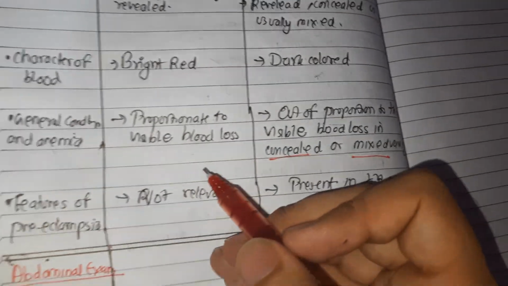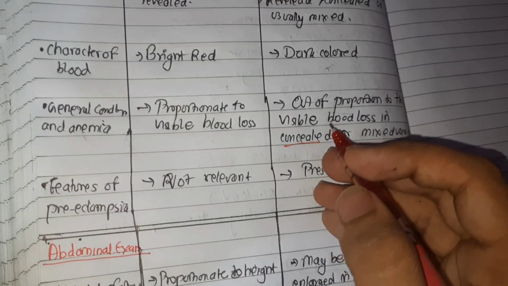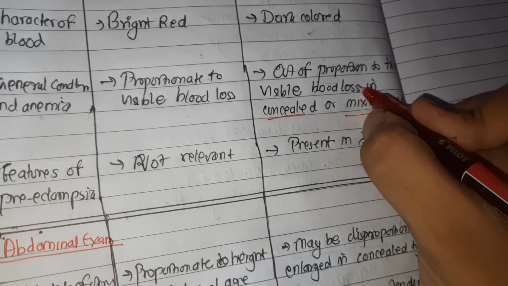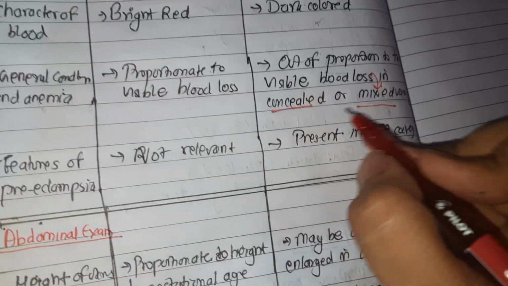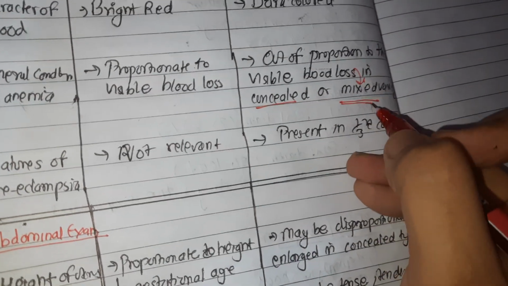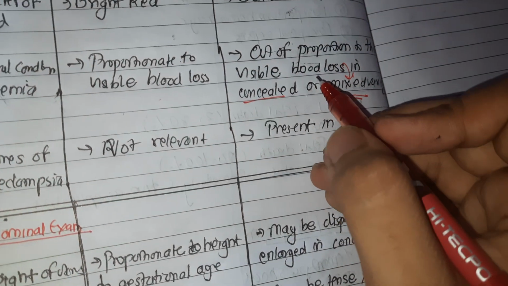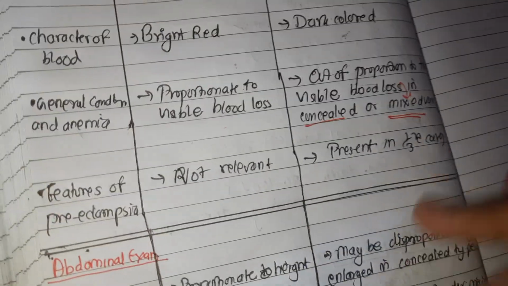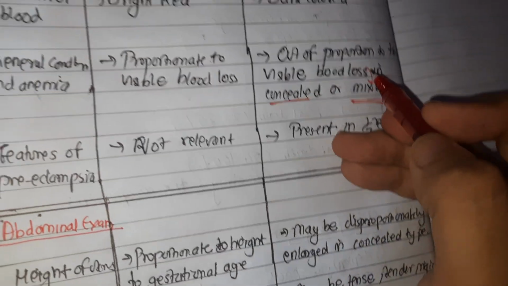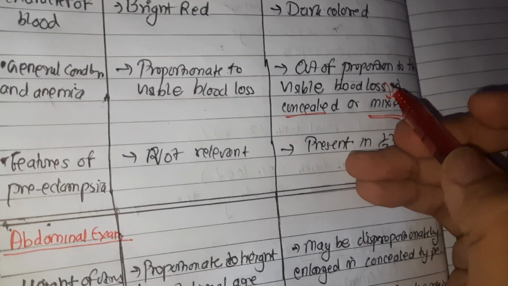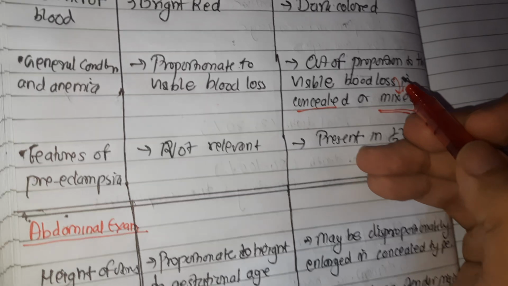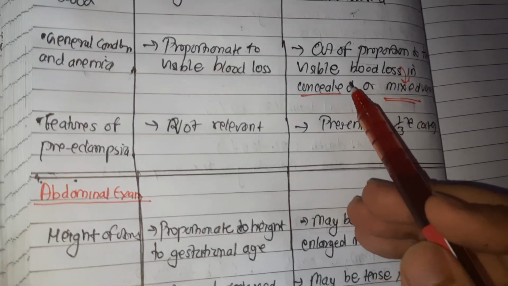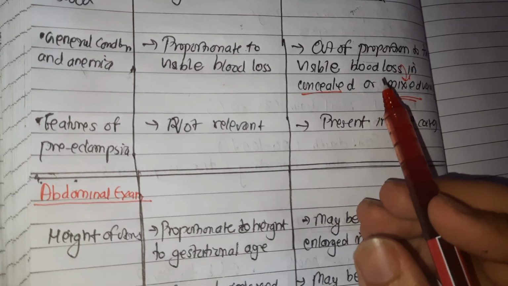It is proportionate with visible blood loss, but in concealed and mixed type, the general condition and anemia are out of proportion to the visible blood loss, especially in the mixed variety. In concealed, we cannot see the visible blood loss, and in mixed type, the visible bleeding is very scanty, and the anemia is out of proportion. Why? Because there has been bleeding internally, and even though we cannot see it from outside, that causes the symptoms of anemia, and the symptoms are more compared with the visible blood loss.